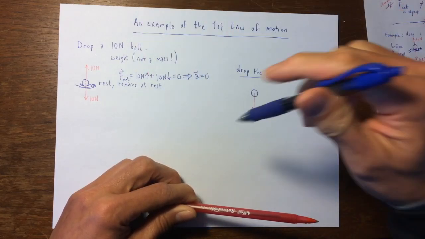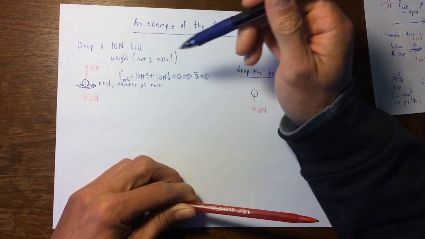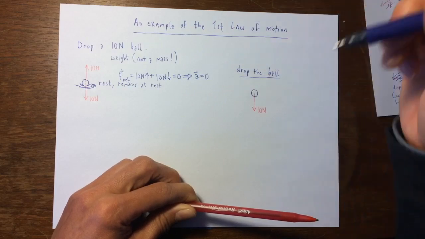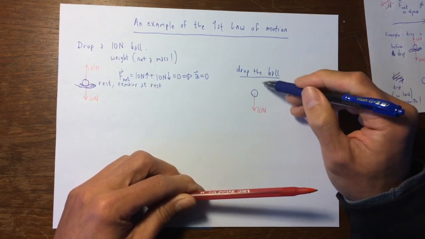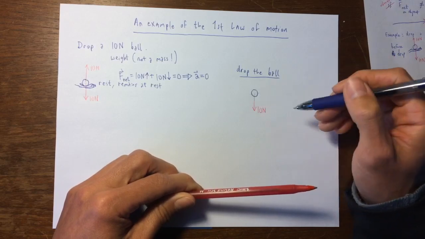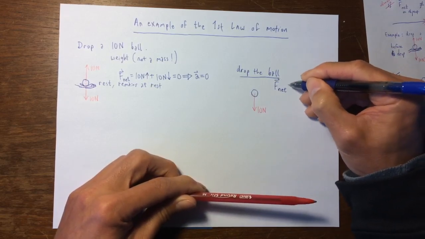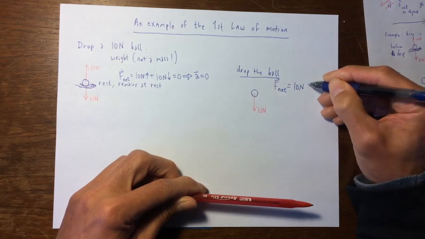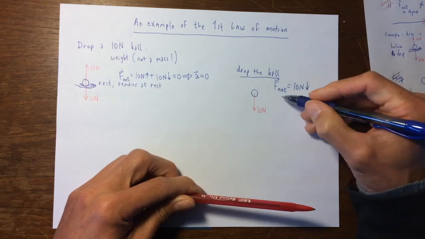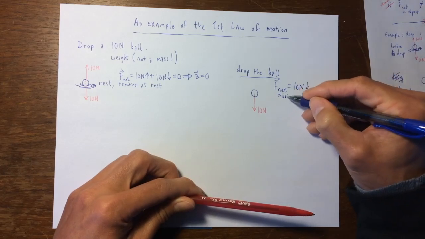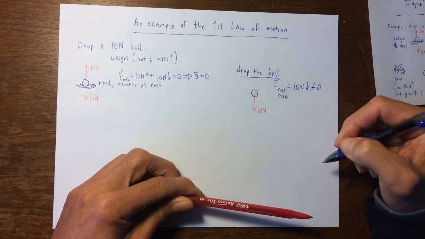Over here, there were multiple forces, and they were able to balance or cancel each other out. Over here, we don't have a balance of forces. It doesn't balance up to 0. F net actually is equal to 10 newtons. There's only one force, it's downwards. So the net force on the ball is 10 newtons down, and that is definitely not 0.